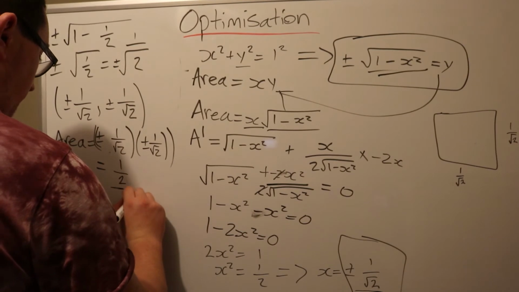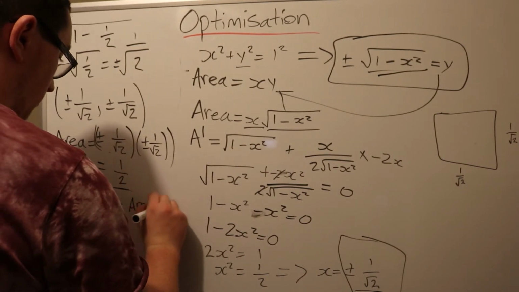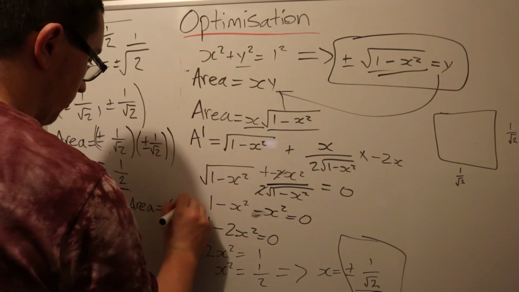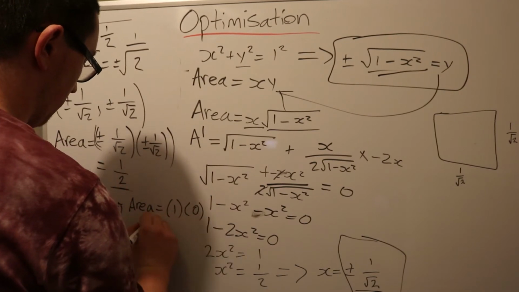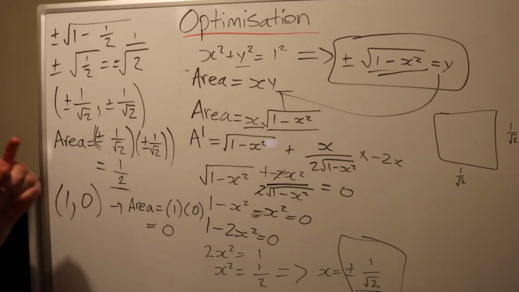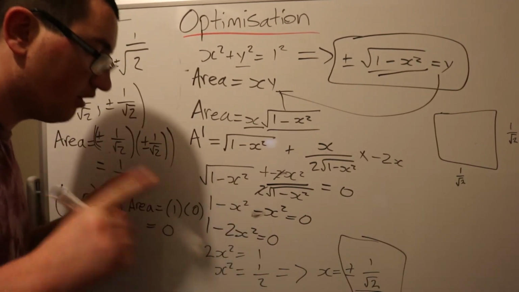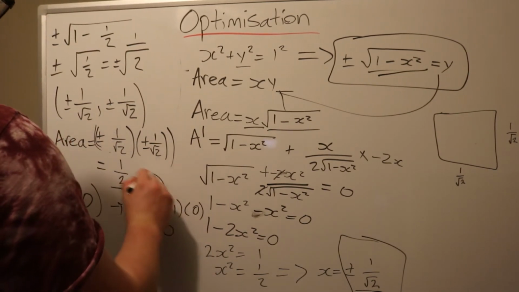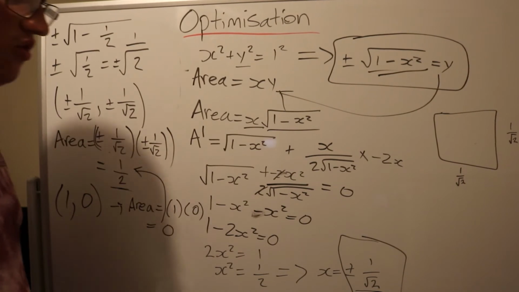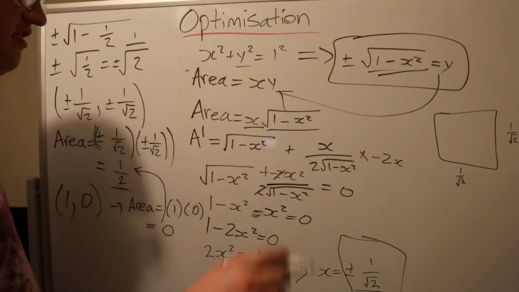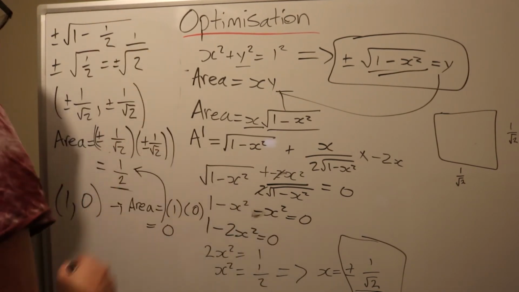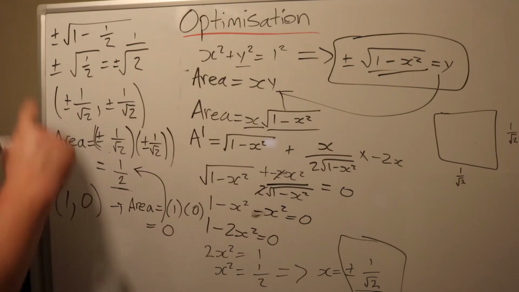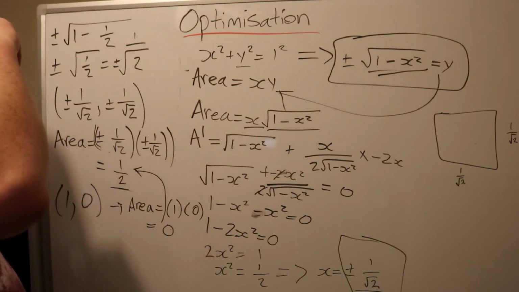Because area is 1 by 0, which is 0. So, absolutely, straight away you can tell, well, this is definitely less than half here. So, does that mean that this is a maximum? Let's look at one more point. Let's try and think of a nice point here, guys.